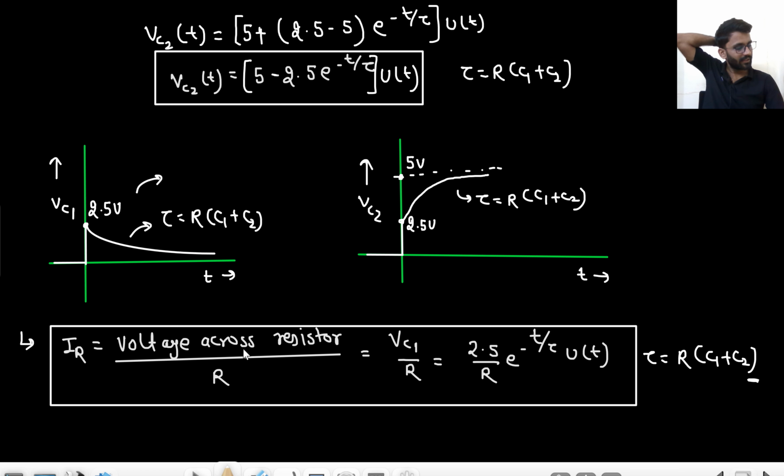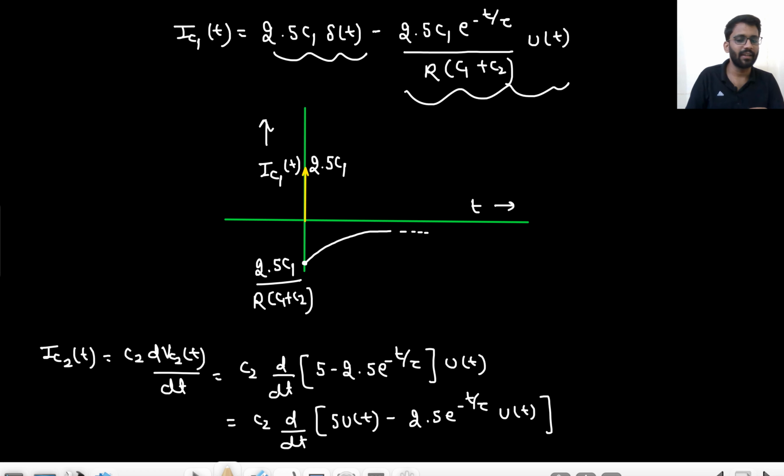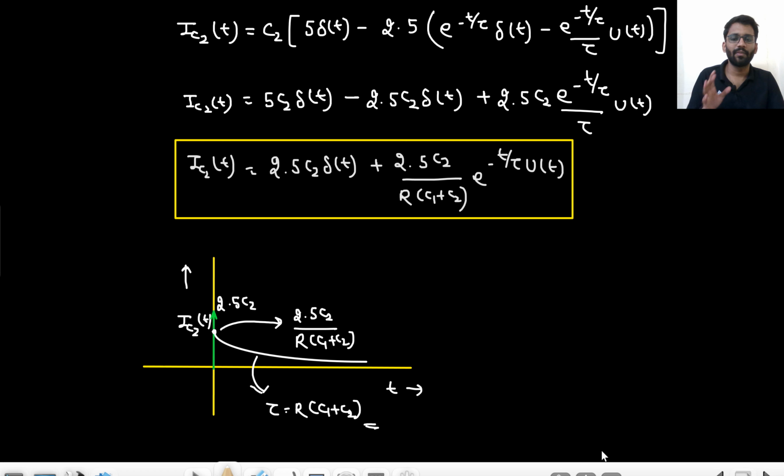And because of VC1, the same voltage is going across the resistor, so we could write down the value of IR as well. Then we wrote down the value of IR. After that we need to comment on IC1 and IC2. Then we get to know IC1 and IC2 will look something like this, because IC1 is C1 into dVC1 by dt and IC2 is C2 into dVC2 by dt, and that's the final waveform we get.